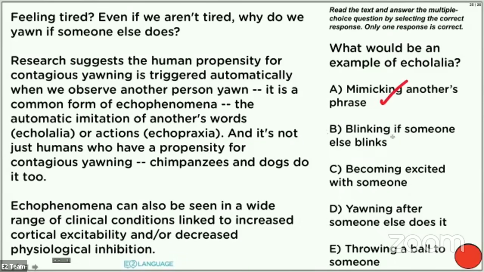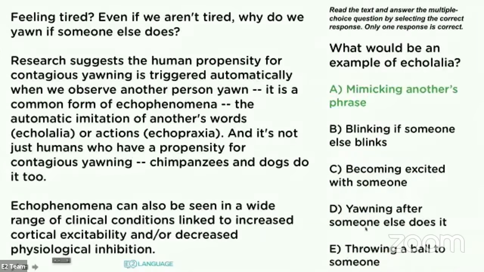Blinking if someone else blinks. No, well, that's echopraxia. That's an action. So it's not B. Becoming excited with someone. Well, no, because echolalia has got to do with language. Yawning after someone else does it. Well, this talked about yawning a lot, but that's not echolalia. And throwing a ball to someone would also be echopraxia. Therefore, the answer must be A.